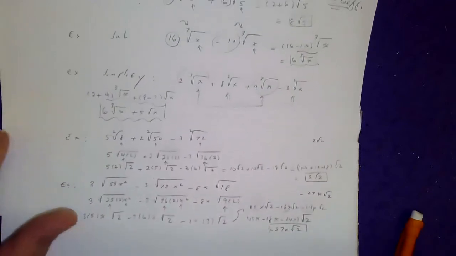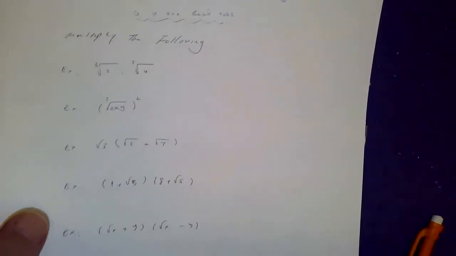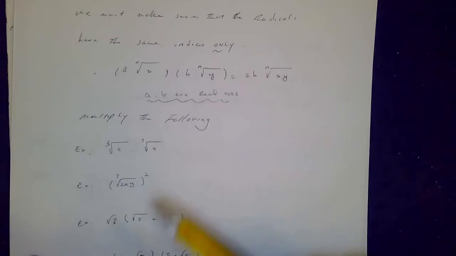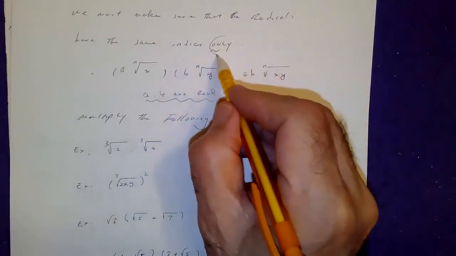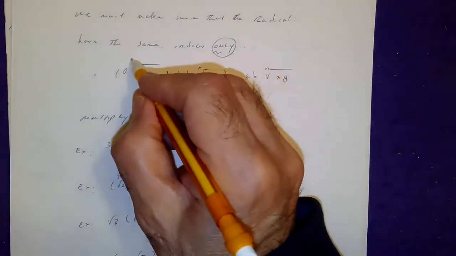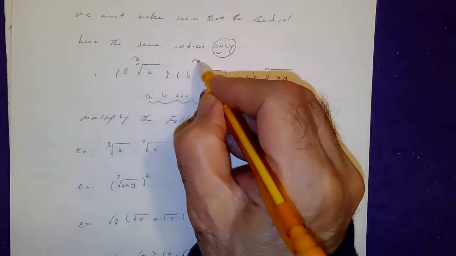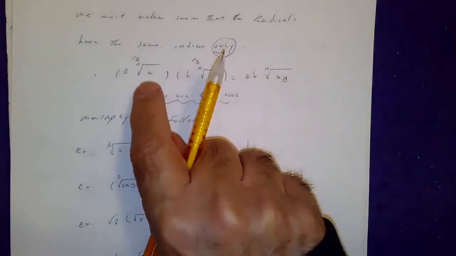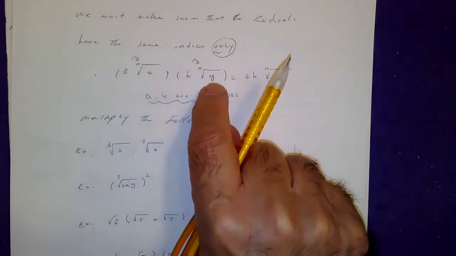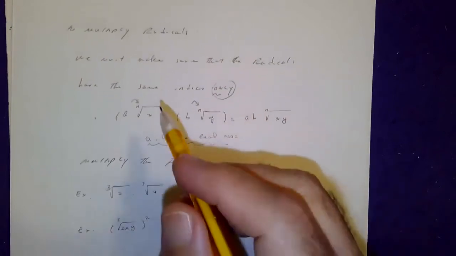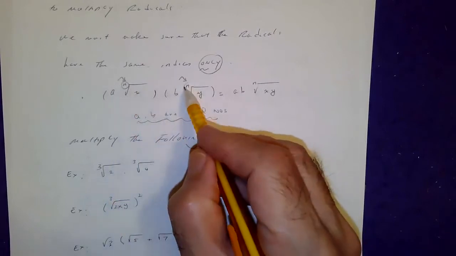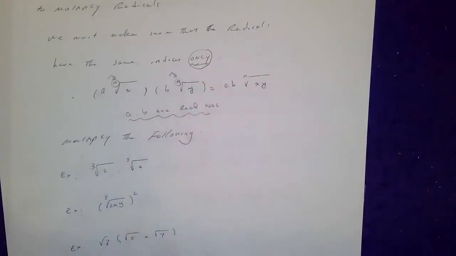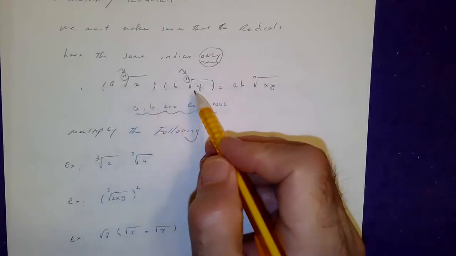Add and subtract radicals. To multiply, the rule says what? Make sure the radicals have the same indices only. In other words, all I care, these guys match. Whereas before, I had to also make sure the numbers under the radical match. But when it comes to multiplying radicals, I just have to make sure they have same indices only. So how do you multiply?